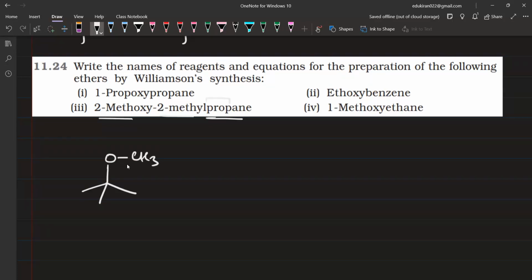ठीक है. तो विलियमसन ईथर सिंथेसिस में you will require one haloalkane and you will require one alkoxide ion. So after this, what you need to do is identify the carbon atom, the degree of carbon that is attached with oxygen atom. तो इसकी बात अगर हम करें, tell me what degree it is. This carbon atom is 1 degree, 2 degree, 3 degree. क्या है ये? Sir, 3 degree. 3 degree. Very good.